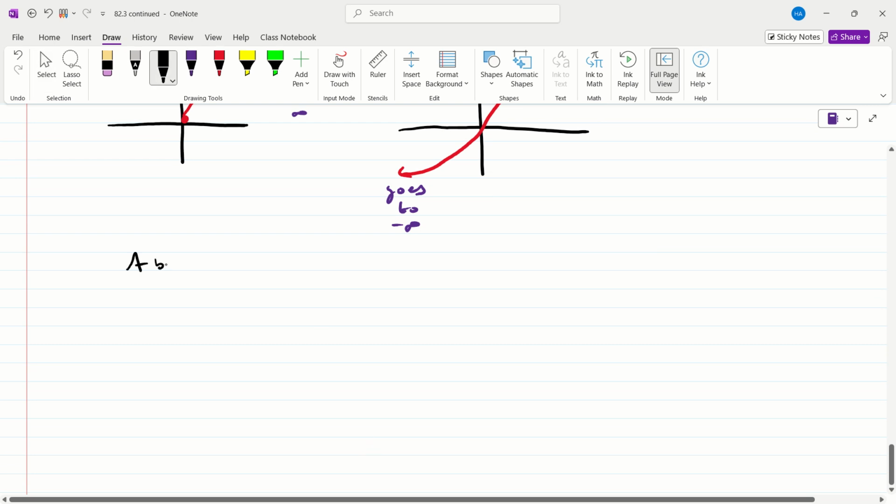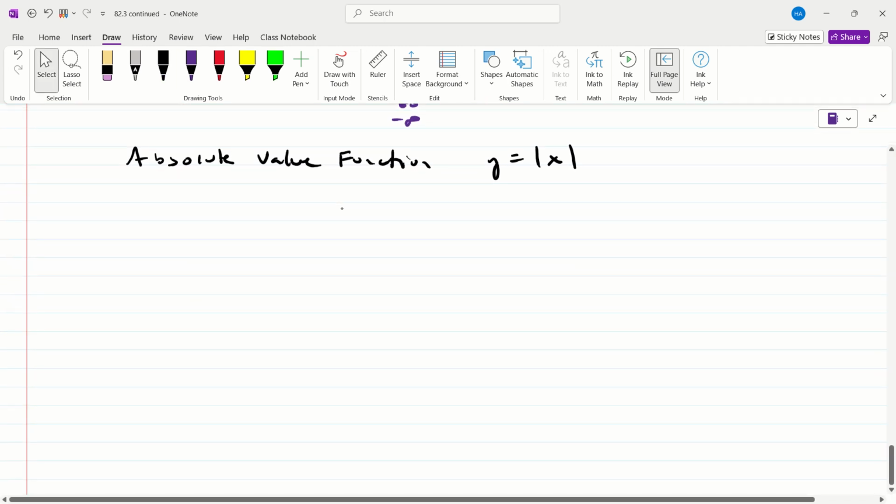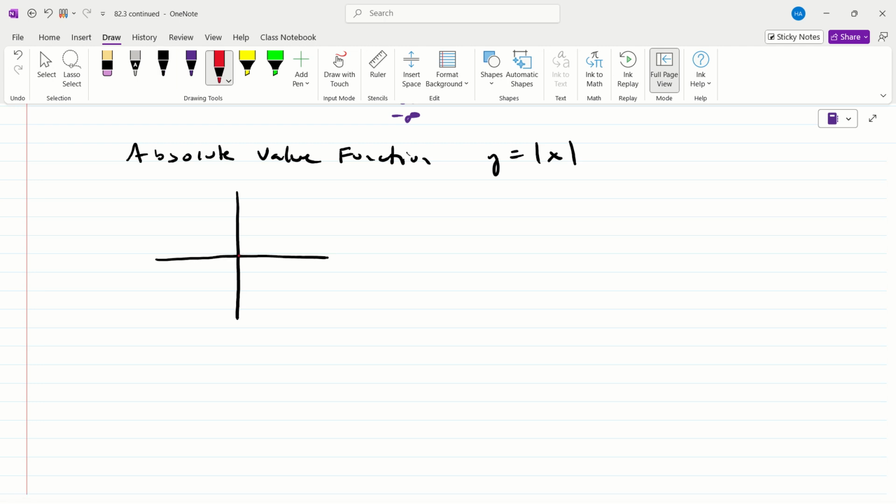Now we're going to consider the absolute value function. Y equals absolute value of x. I'm sure you guys are familiar with this. Whenever I graph an absolute value function, I think about a V with the point 0, 0 right in the middle.